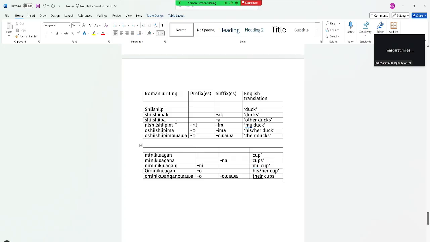Shishipa. Shishipa. And a is added to the word, other ducks. Nishishipim. So ni is added in front of the word, which is a prefix. Nishishipim. And im is added at the end of the word. And this means my duck.